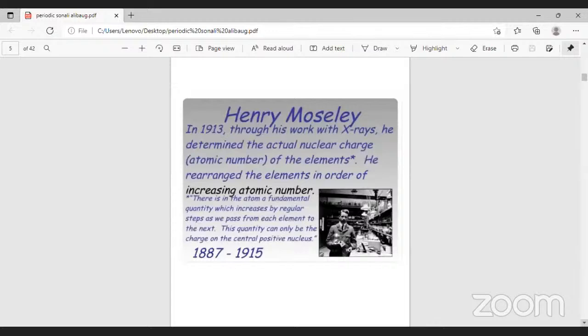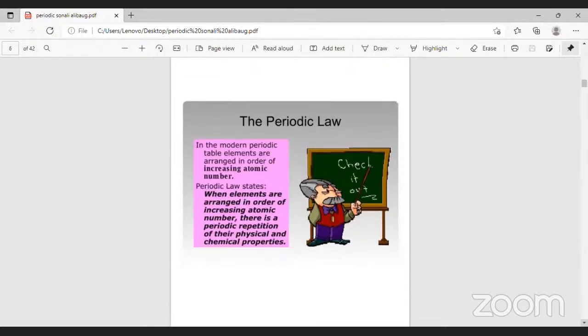There is in the atom a fundamental quantity which increases by regular steps as we pass from each element to the next, and this quantity can only be the charge on the central positive nucleus. And then they created the periodic law. In the modern periodic table we are using nowadays, elements are arranged in order of increasing atomic number, and the periodic law states that when elements are arranged in order of increasing atomic number, there is a periodic repetition of their physical and chemical properties. So this is your periodic law.